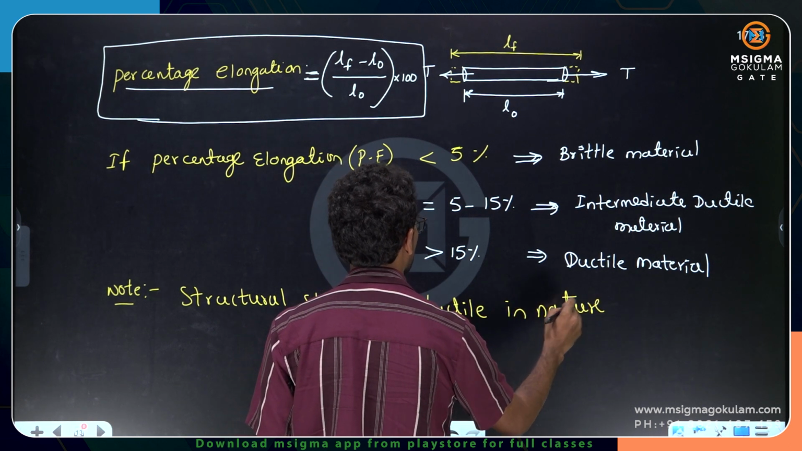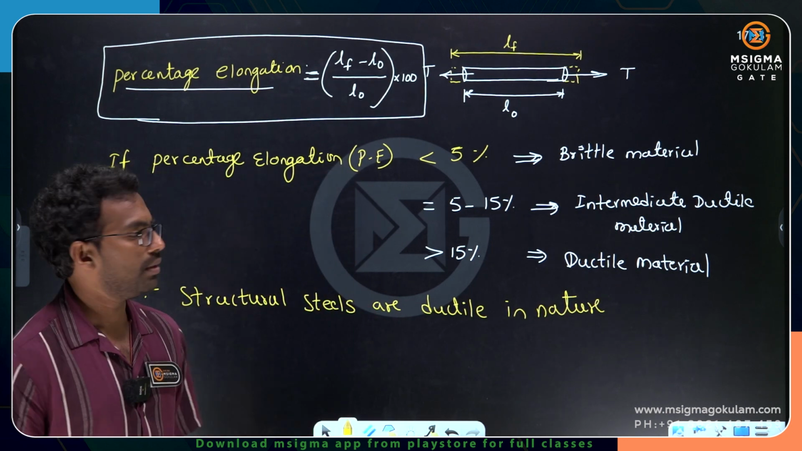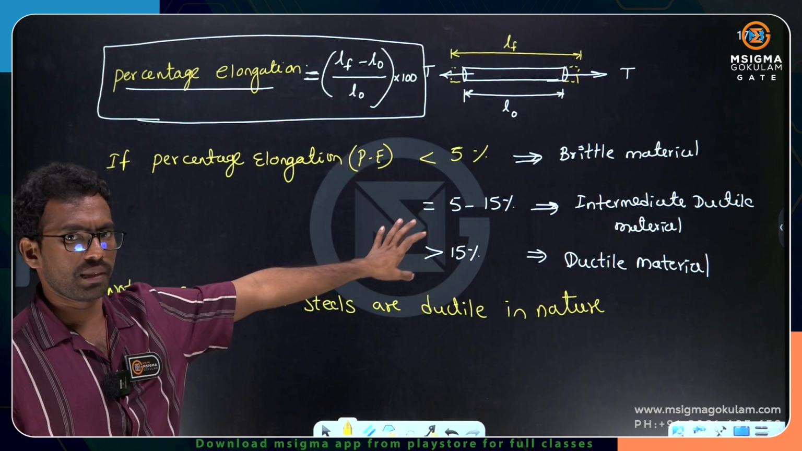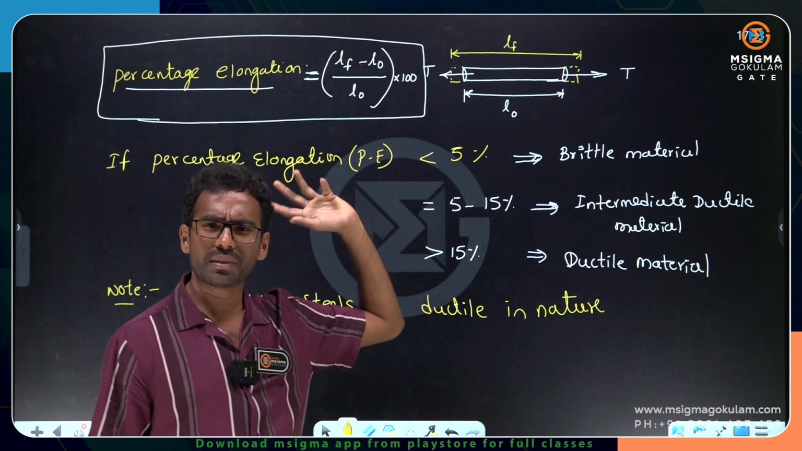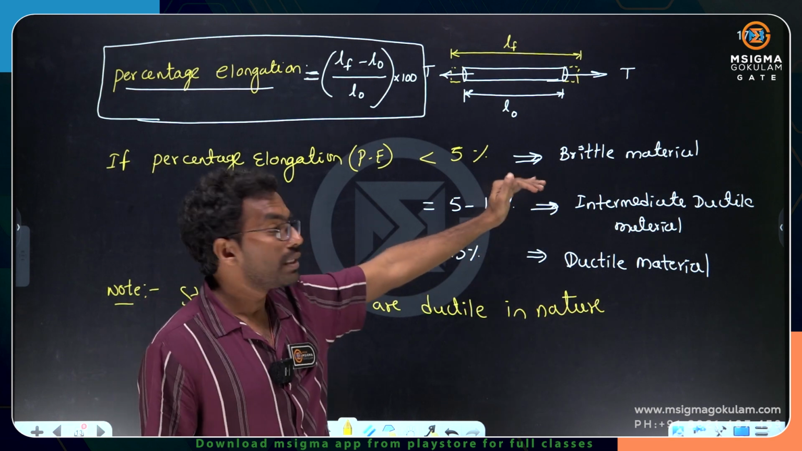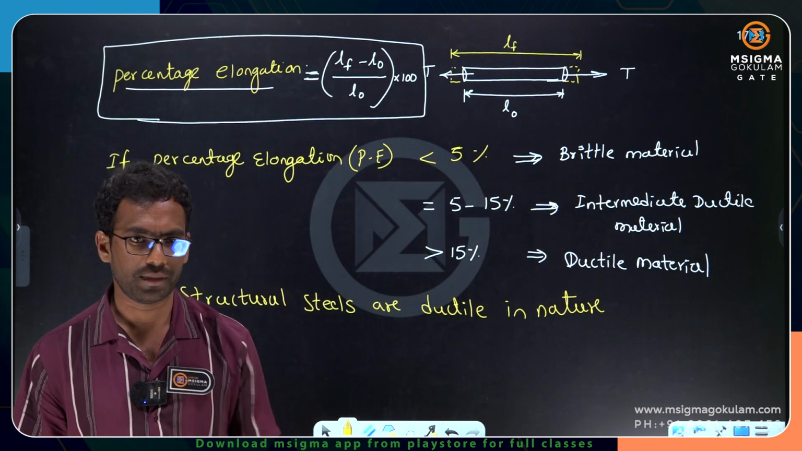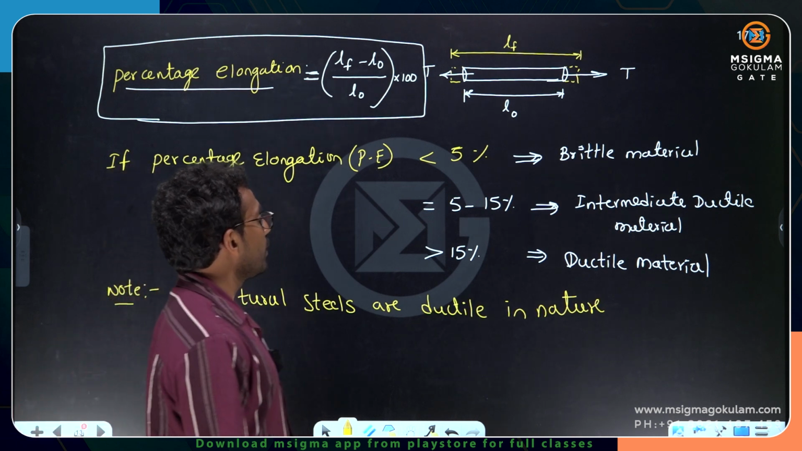Okay. Concrete, for that matter, it's brittle. People say quasi-brittle material. Glass is 100% brittle material. Glass has almost 0 point something. That's why it's a brittle material. Glass is an example for 100% brittle material. Okay. I hope you understand.